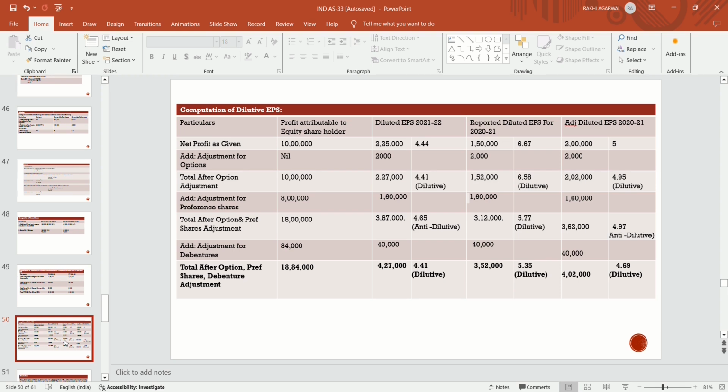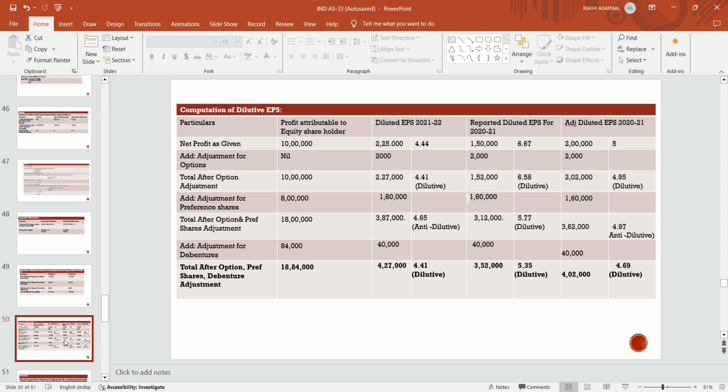It reduced to 5.77, so it is dilutive in nature. Restated EPS for the financial year 2021: 2 lakh 2,000, after giving the option effects, plus adjustment for preference shares 1,60,000, becomes 3,62,000. 18 lakh divided by 3,62,000 becomes 4.97. It is anti-dilutive because from 4.95 it increases to 4.97, so it is in increasing nature.